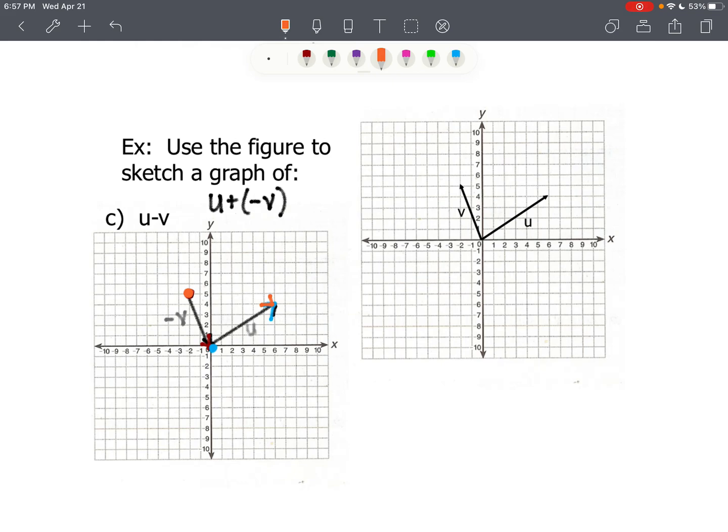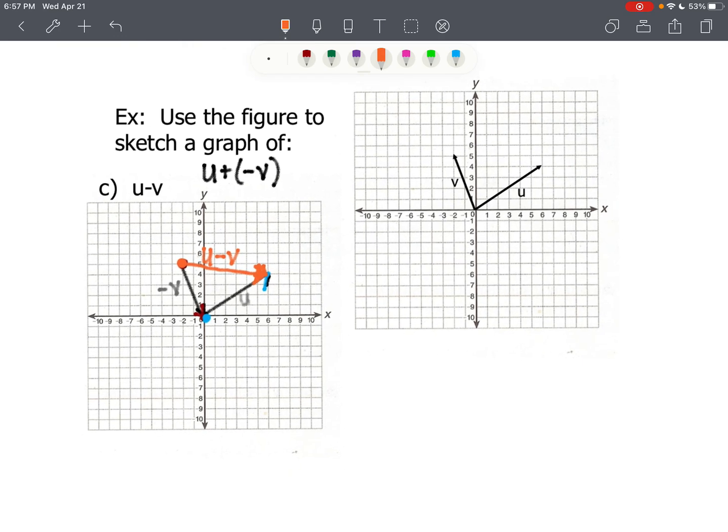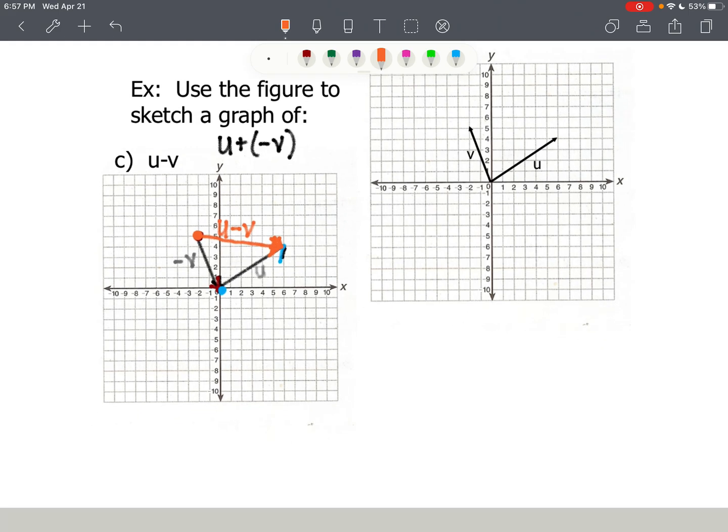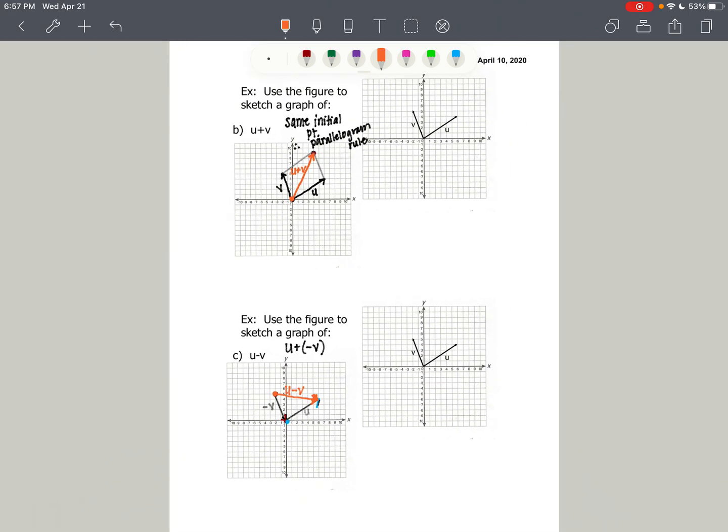And I don't know that I can use a straight edge here with this tool. Oh, but you can use a straight edge. And that right there, I'm going to make an arrowhead right there. That right there is u minus v. So depending on how your picture is set up is going to determine how you're going to add the two vectors together.